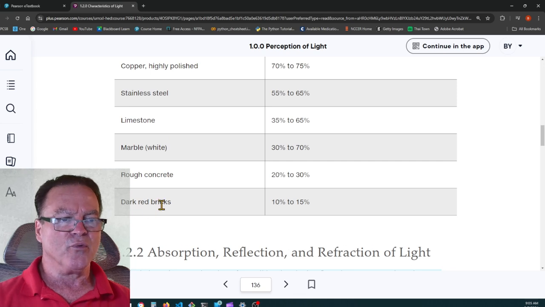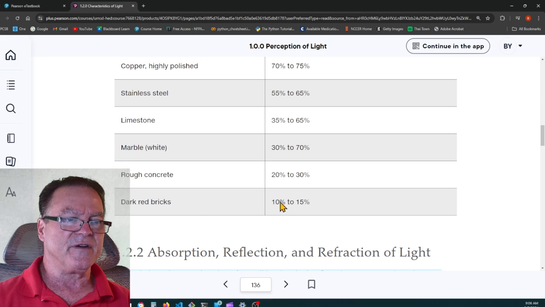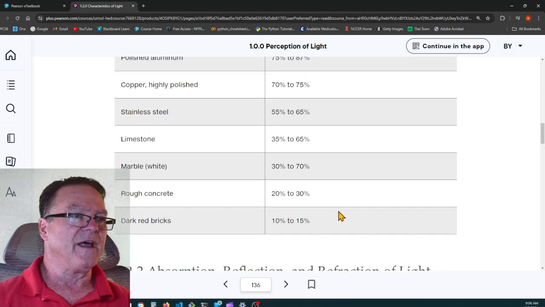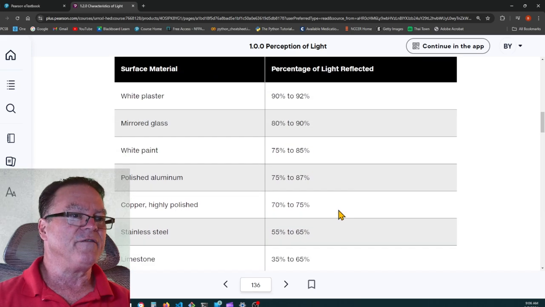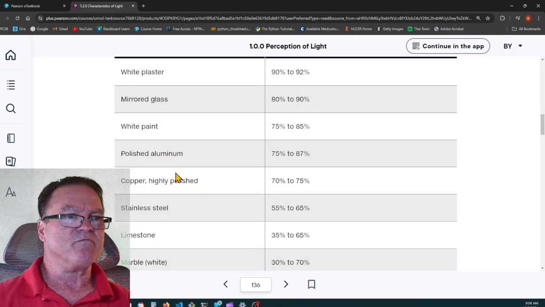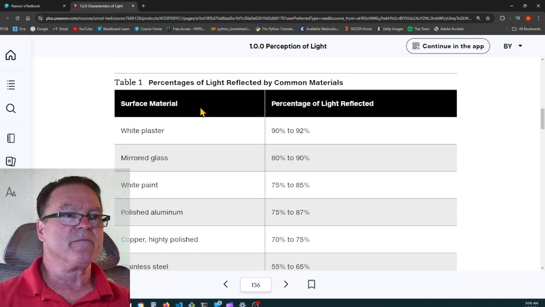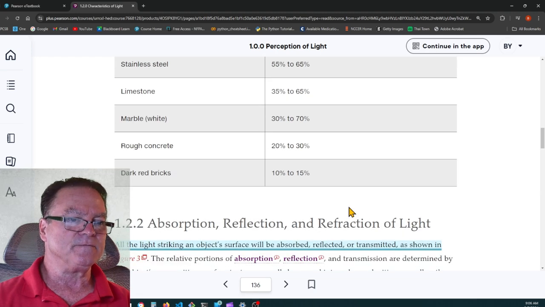Look at dark red brick. Dark red brick is 10 to 15%. That's a very low amount of light being reflected off of that. If you have something that's black, it's absorbing most all of the colors in the spectrum. It's not reflecting any of them.